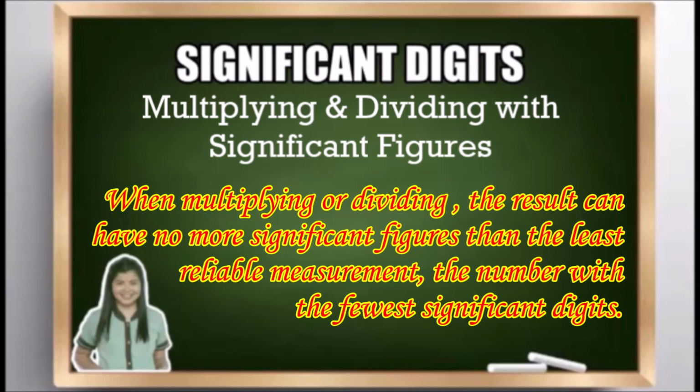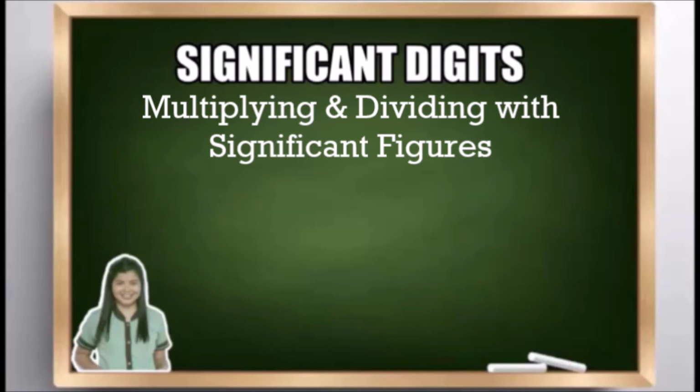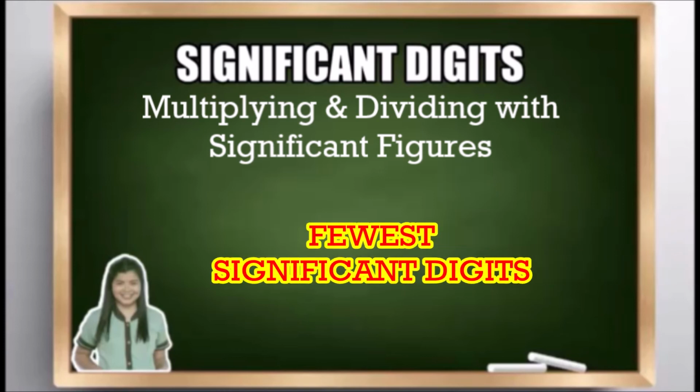Okay, down to the last topic about significant digits, which is all about multiplying and dividing with significant figures. So when multiplying or dividing, the result can have no more significant figures than the least reliable measurement, or the number with the fewest significant digits. So unlike in addition and subtraction, where we determine the fewest decimal places, in here we are going to identify the fewest significant digits.